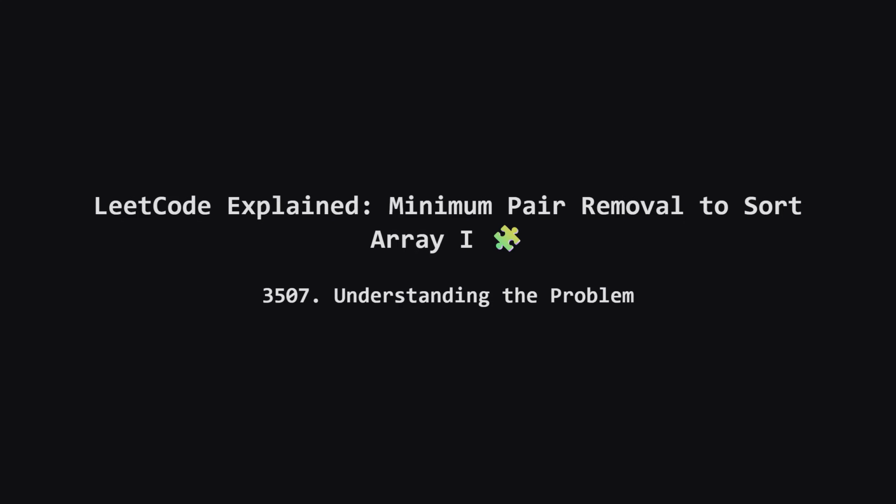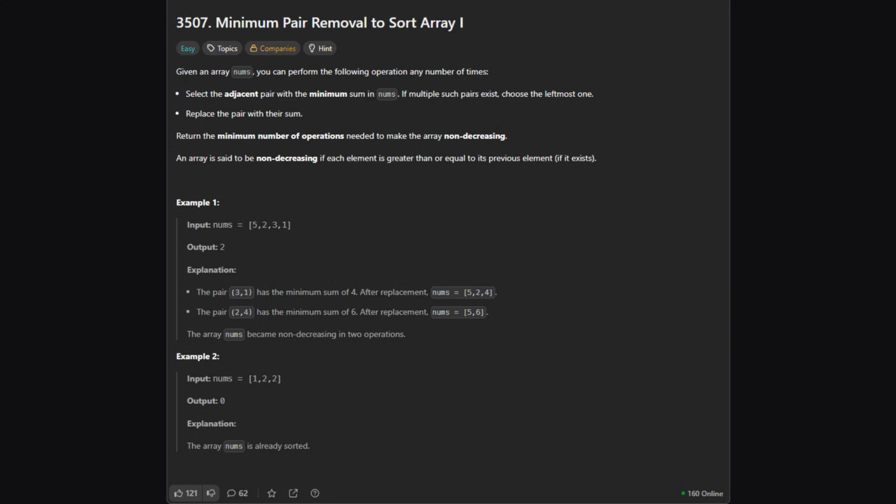Today we're tackling a problem called Minimum Pair Removal to Sort Array 1. This is a really interesting simulation problem that sounds a bit complex at first, but once we break down the rules it's quite straightforward. Let's get into it. Here is the problem description.